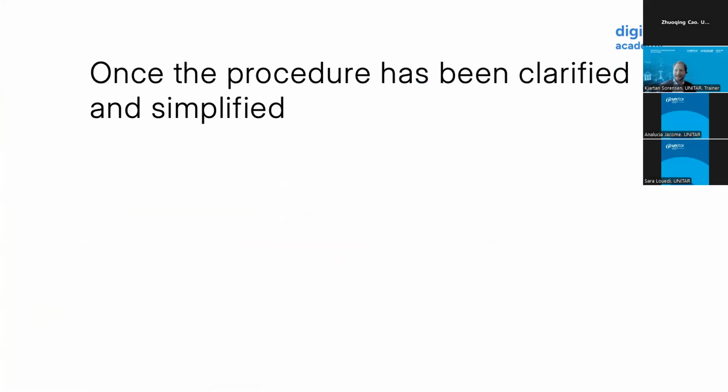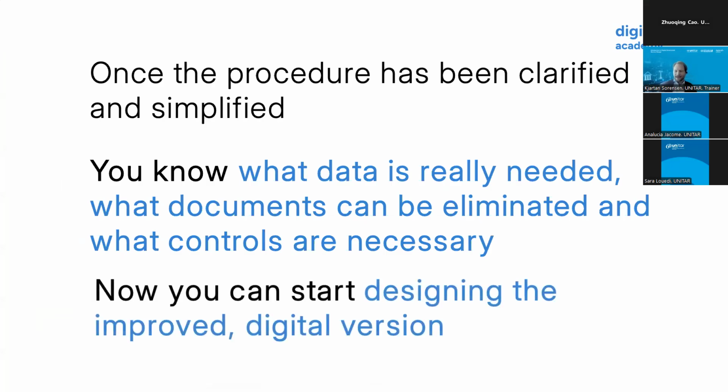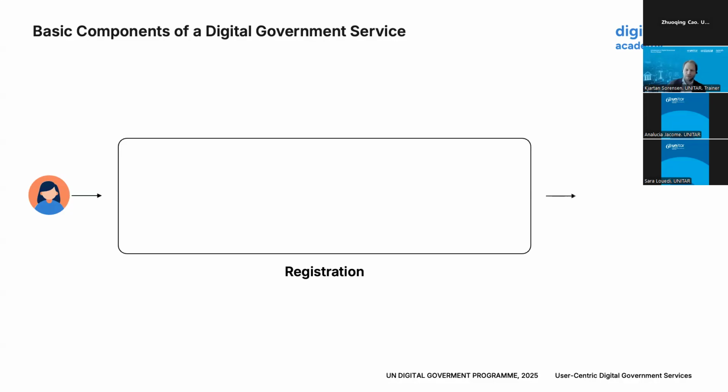So once the procedure has been clarified and simplified, and you know what data is really needed, what documents can be eliminated, and what controls are necessary, you can start designing an improved digital version, right? Interestingly, most digital government services follow kind of the same basic structures. So you have a user here to the left of your screen, and they want to register their information in a database because they want to obtain a certificate. For instance, they want to register the birth of their baby.